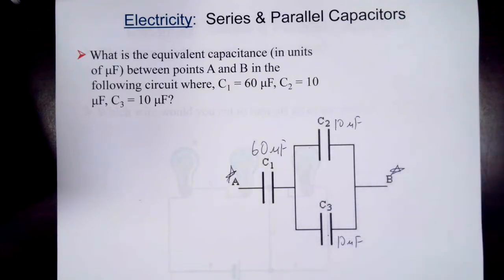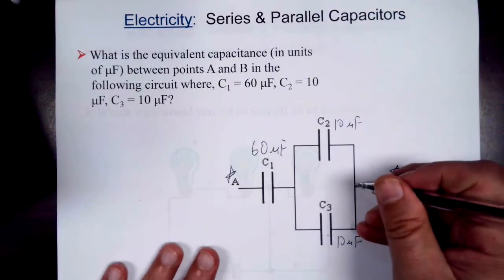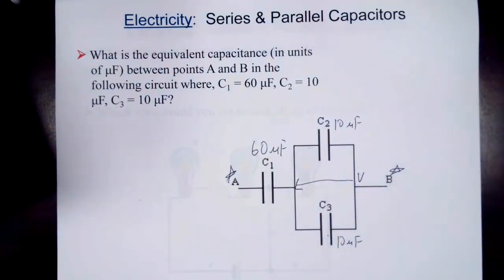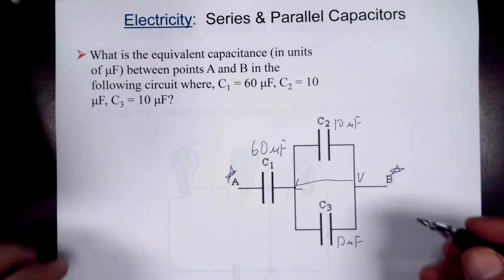That's C2 and C3. C2 and C3 are in parallel. The voltage drop across these two capacitors is exactly the same. So they're in parallel, and we can simplify their section of the circuit and solve for them. So these are capacitors, and they are in parallel.